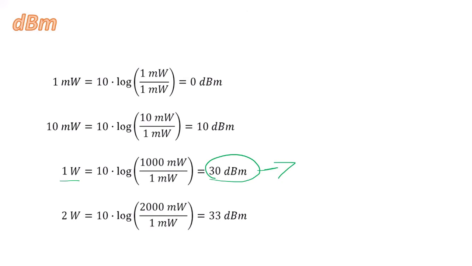1 watt is equal to 30 dBm because 1000 milliwatt divided by 1 milliwatt, and we take log, then it will be 30 dBm. And 10 milliwatt will be 10 dBm and so on. And 2 watt will be 33 dBm, because as I said, for every 3 dB increase, power will be doubled, right?